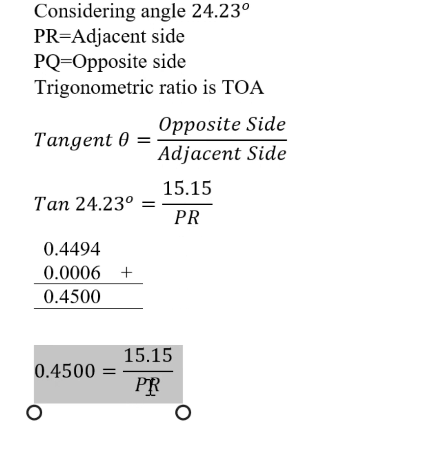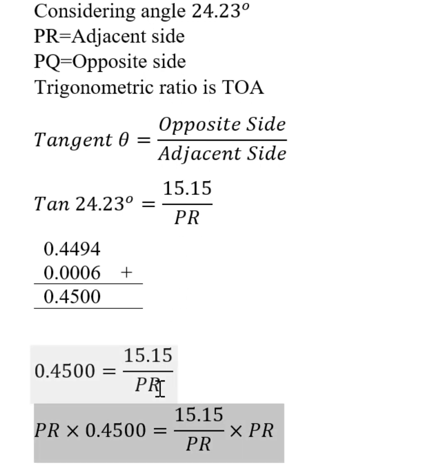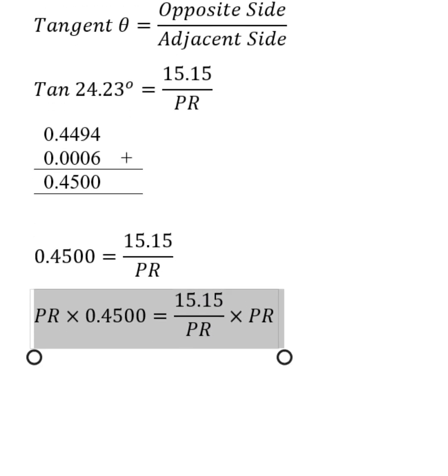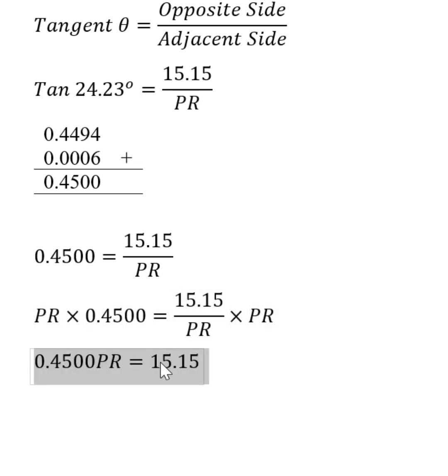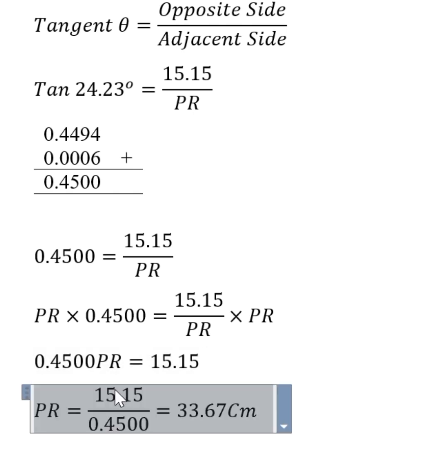We want to get PR, so multiply both sides by PR. And of course, this and this cancel, and you remain with 15.15 here. So we shall have PR times this, giving us 0.4500 PR being equal to 15.15. Divide both sides by 0.4500 to get PR. So if you do that, you will get your PR being equal to 33.67 centimeters.